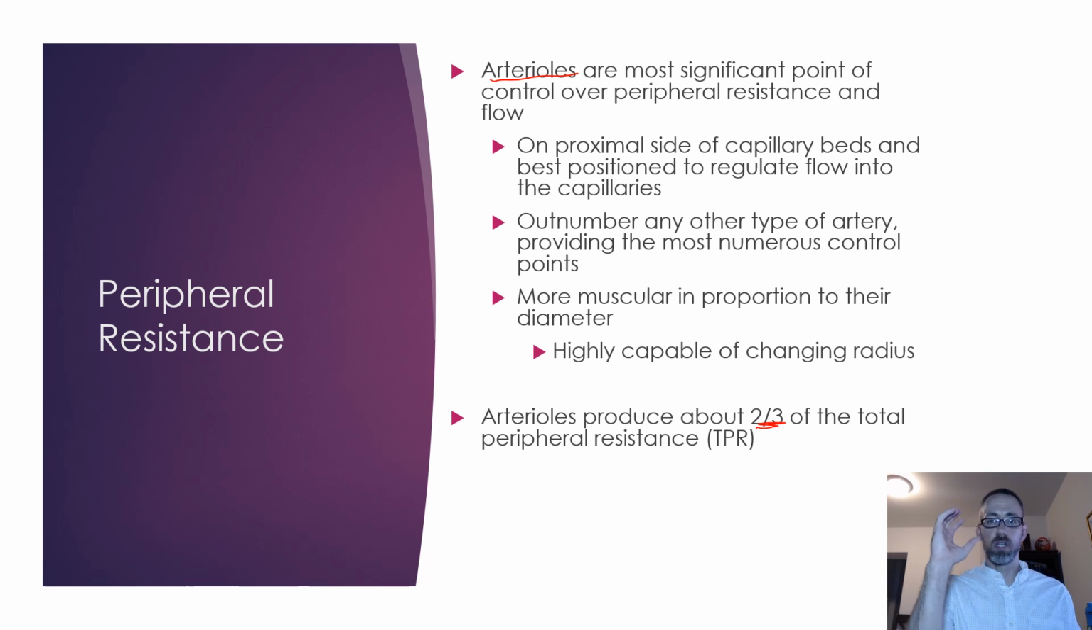Meaning that if they were to constrict, that would increase resistance to flow. So when they constrict, it reduces flow into a capillary bed, because that's what's downstream of it. If they were to dilate, that would increase flow to a capillary bed. So that's why it's important to understand where they are positioned. They outnumber any other type of artery, so they're the most numerous points of control, and they're most muscular in proportion to their diameter, which is what I just mentioned. And so they have a wide range in which they can change their radius.